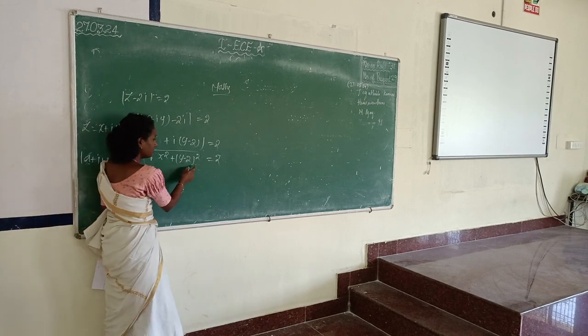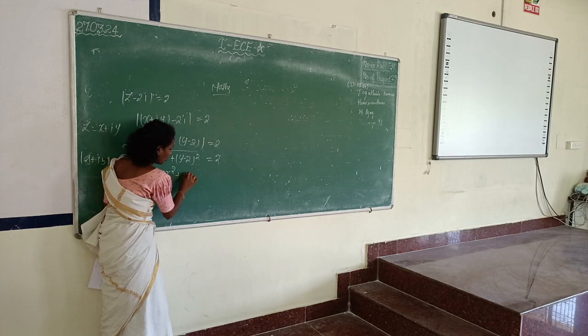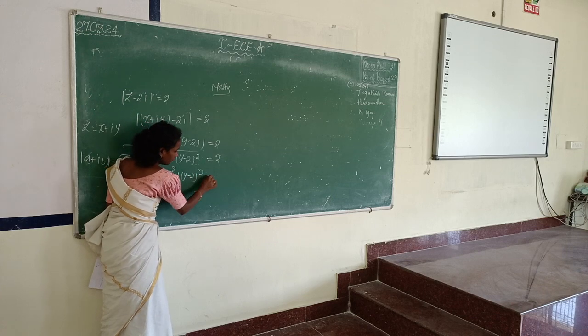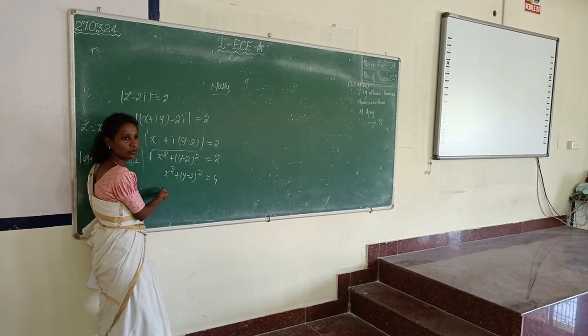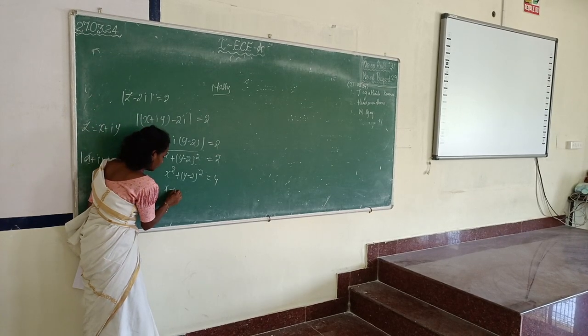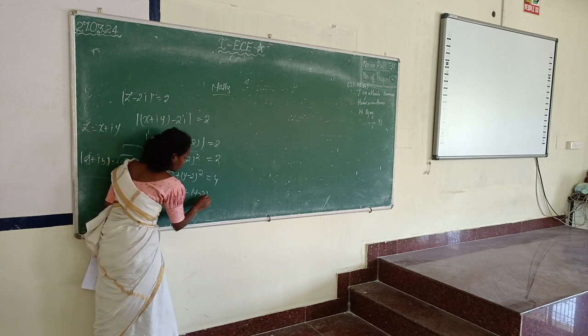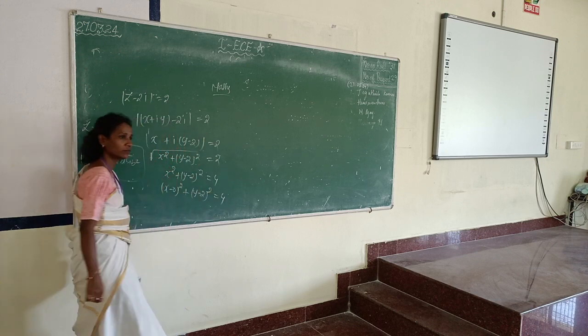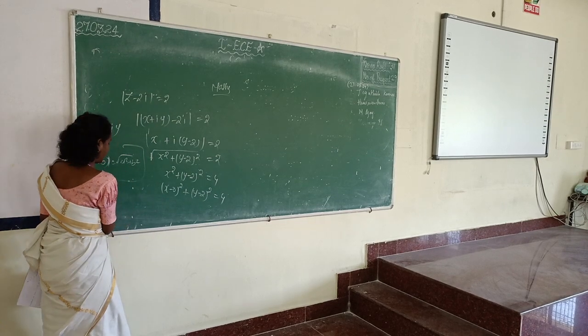Clear? Then squaring on both sides, x square plus y minus 2 whole square is equal to 4. Here it is a circle now. We write it as x minus 0 whole square plus y minus 2 whole square is equal to 4. Then to draw the circle from this equation.